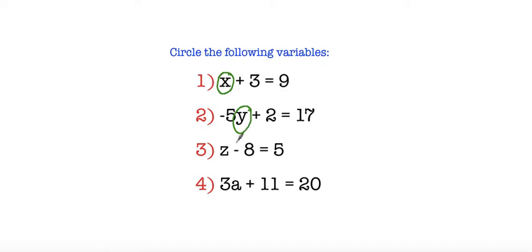The next one we have z minus 8 is equal to 5. So z is the letter that has an unknown value. And here we have 3a plus 11 is equal to 20. And our variable in this case is a. So it's always a letter that represents a quantity that we do not know.